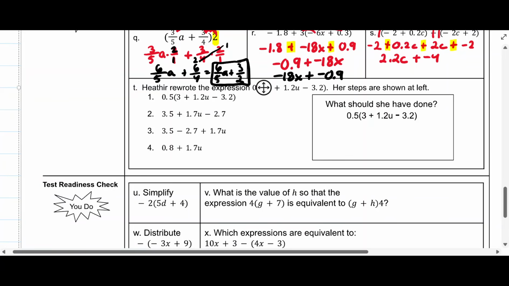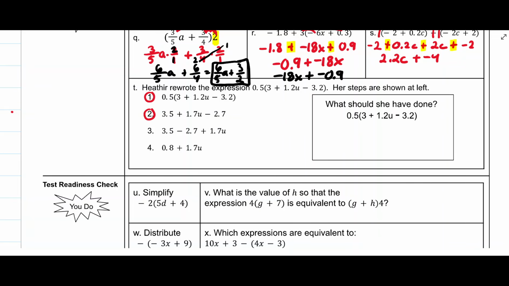All right, let's look at t. Let's move this thing off of here. There we go. Heather rewrote the expression 5 tenths times 3 plus 1 and 2 tenths u minus 3 and 2 tenths. Her steps are shown at left. So these are her steps right here. Step 1 for Heather, step 2, step 3, step 4. So it looks like step 1, she just rewrote the problem, ready to go. There was no issues there.